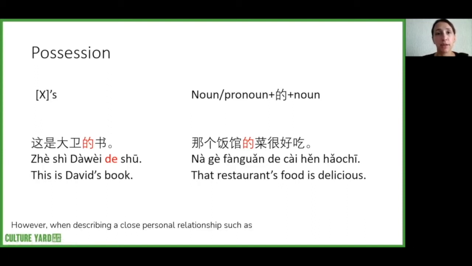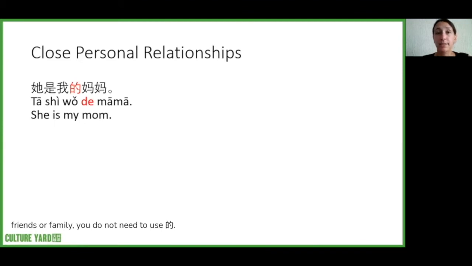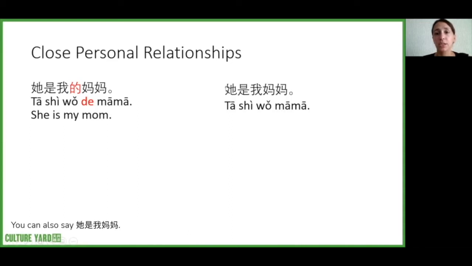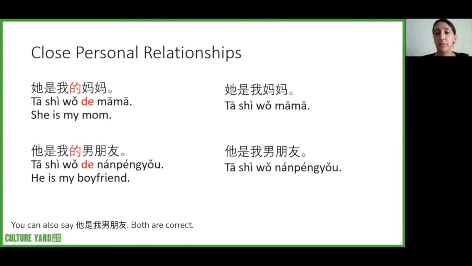However, when describing a close personal relationship, such as friends or family, you do not need to use de. It's still correct to use it, but it's optional not to. For example, 她是我的妈妈, or she is my mom. You can also say 她是我妈妈. Let's look at one more. 他是我的男朋友, or he is my boyfriend. You can also say 他是我男朋友.